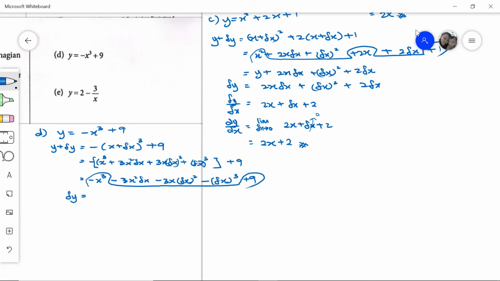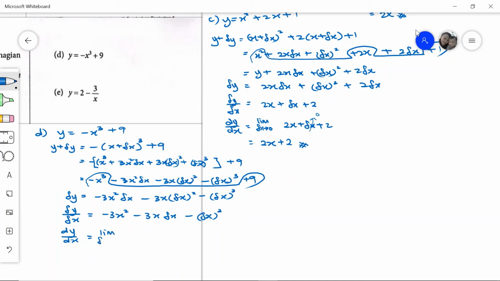So we left del y equivalent to negative 3x squared del x minus 3x del x squared and minus cube of del x. And then always divided by del x on both sides. So we have negative 3x squared minus 3x del x minus del x squared. Okay, and then to find dy dx, we just need to find the limit of our del y by del x as del x approaches 0.